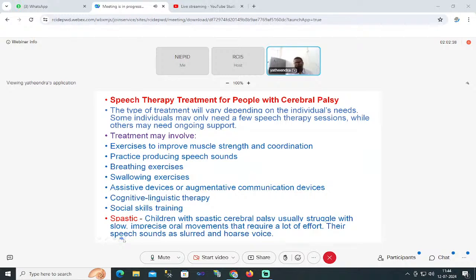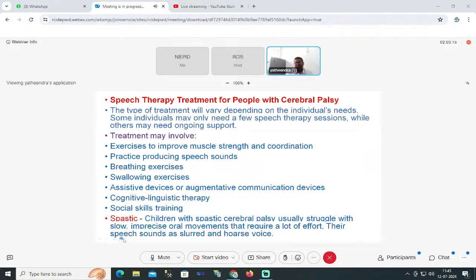The treatment may involve exercises to improve muscle strength and coordination, that is, the tongue muscles, oral muscles, lip muscles, as well as lower jaw muscles, lung muscles, as well as laryngeal muscles. So when these muscles get into coordination, then there is a good expression of speech sounds, a good narration of the speech.